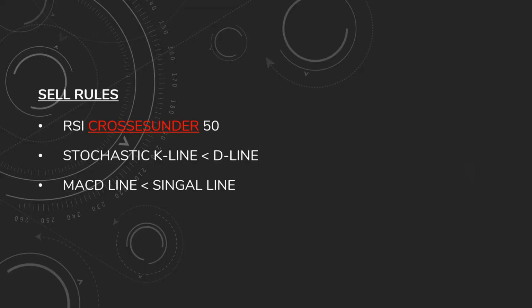The entry rules for short is when the RSI crosses under 50, the stochastic indicator's fast line crossed under the slow line, and the MACD line has crossed under the signal line.